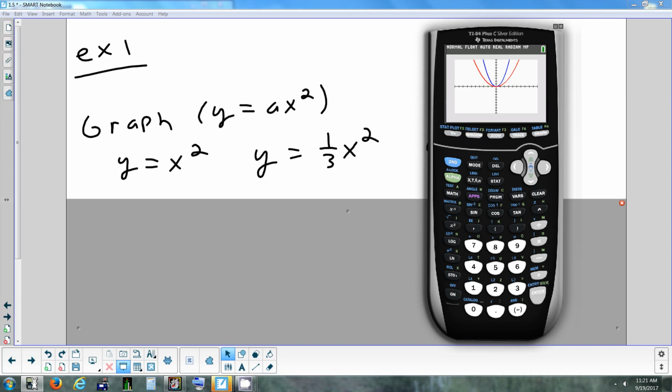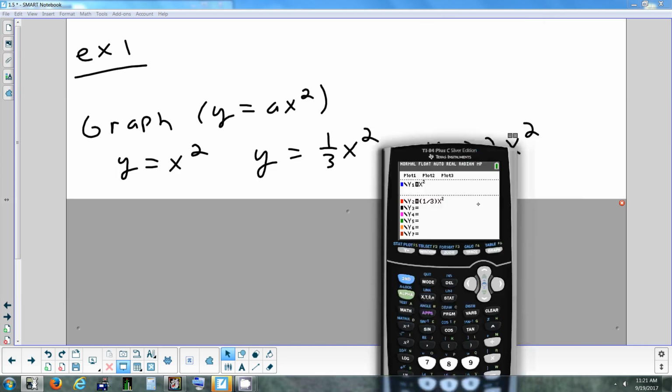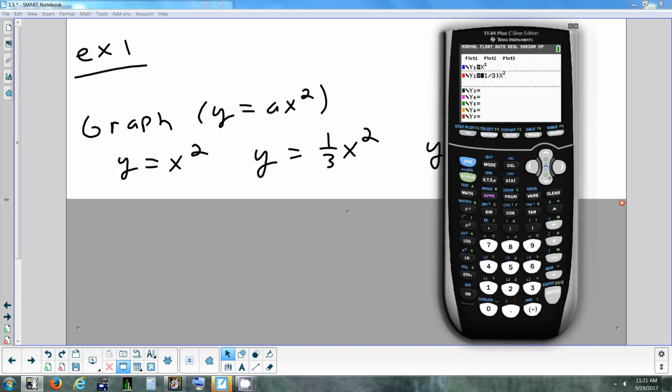The graph got kind of squished down versus typing in 2x squared. What this is going to do is take the graph and stretch it out, so it's going to be skinnier. Imagine that the parabola is glued down right there at the origin, and you took the two sides of the blue one and pulled up, stretched it up. It would make it skinnier.